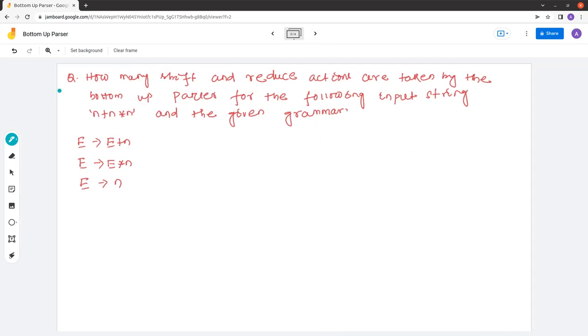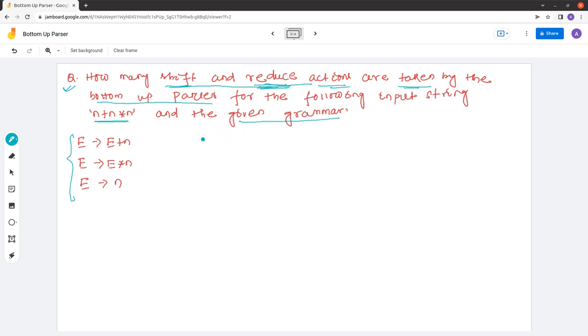This is the question. Try to understand the meaning of this question. How many shift and reduce actions are taken by the bottom-up parser for the following input string? The input string is n plus n star n, and the given grammar is E to E plus n, E to E star n, E to n. How many shift and reduce actions?